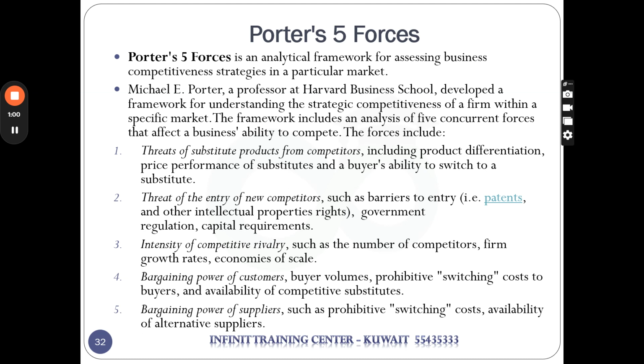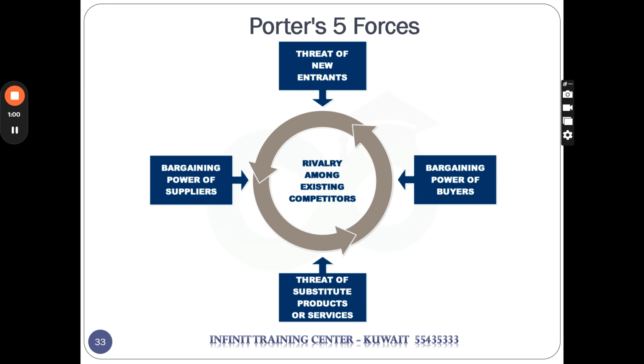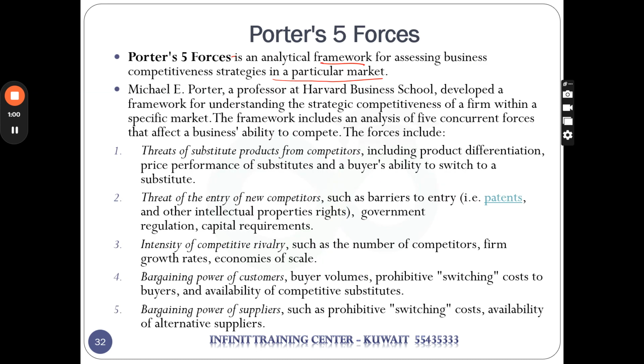Then another tool we use is Porter's 5 forces. Porter's 5 forces is an analytical framework for assessing business competitiveness strategies in a particular market. Michael E. Porter, a professor at Harvard Business School, developed the framework. And this includes an analysis of 5 concurrent forces that affect a business's ability to compete. So what are the forces that affect your ability to compete?